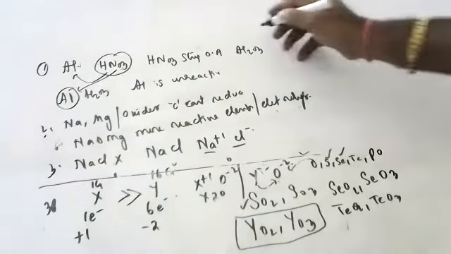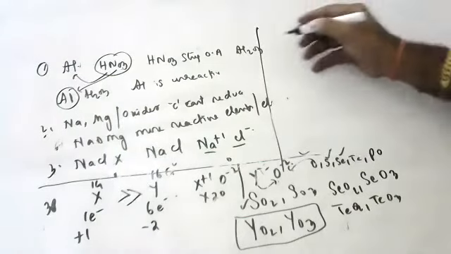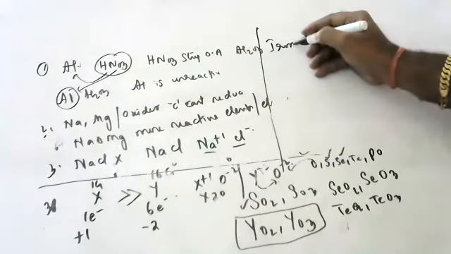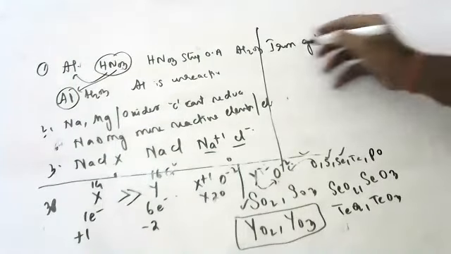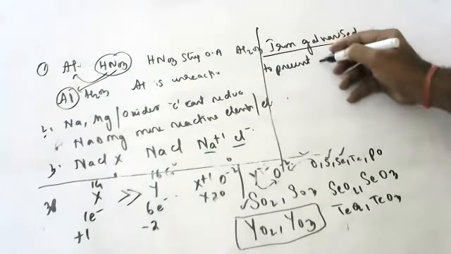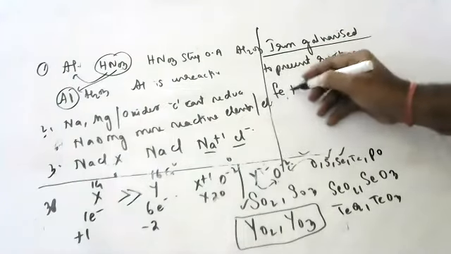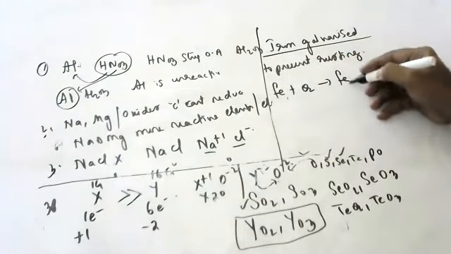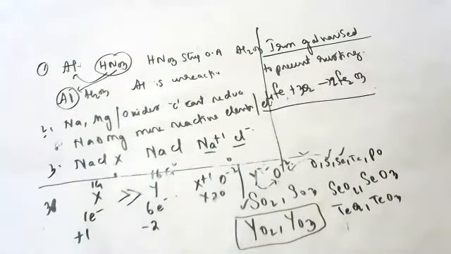Next question. Why are iron articles galvanized? To prevent rusting. What is the rusting reaction? Fe plus O2 gives Fe2O3. To prevent rusting, galvanization is coating with zinc.